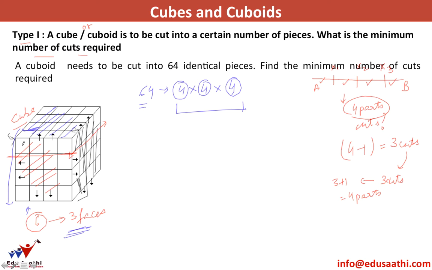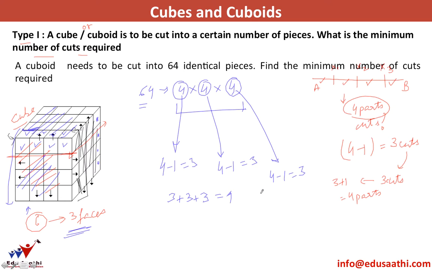This is the 4 coming from the second and this is the 4 coming from the third. So in this figure I have 1, 2, 3 and 4 here. From the upper face also I have 1, 2, 3 and 4. And from this face also I have 1, 2, 3 and 4. So if I want to cut one face into 4 parts, let's say this front face into 4 parts, I will need how many cuts? I will need 4 minus 1 is equal to 3 cuts. Similarly for face 2, I will need 4 minus 1 is equal to 3 cuts, and similarly for the third face also, I'll need 4 minus 1 is equal to 3 cuts. So what are the total number of cuts which I need? I need 3 plus 3 plus 3 or 9 cuts.